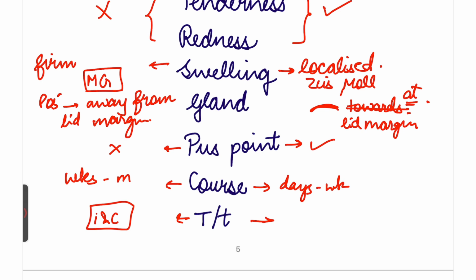You can do great if you just remember that Chalazion has a chronic course, it is painless and it is a granulomatous condition, whereas Stye is an acute painful infective condition.